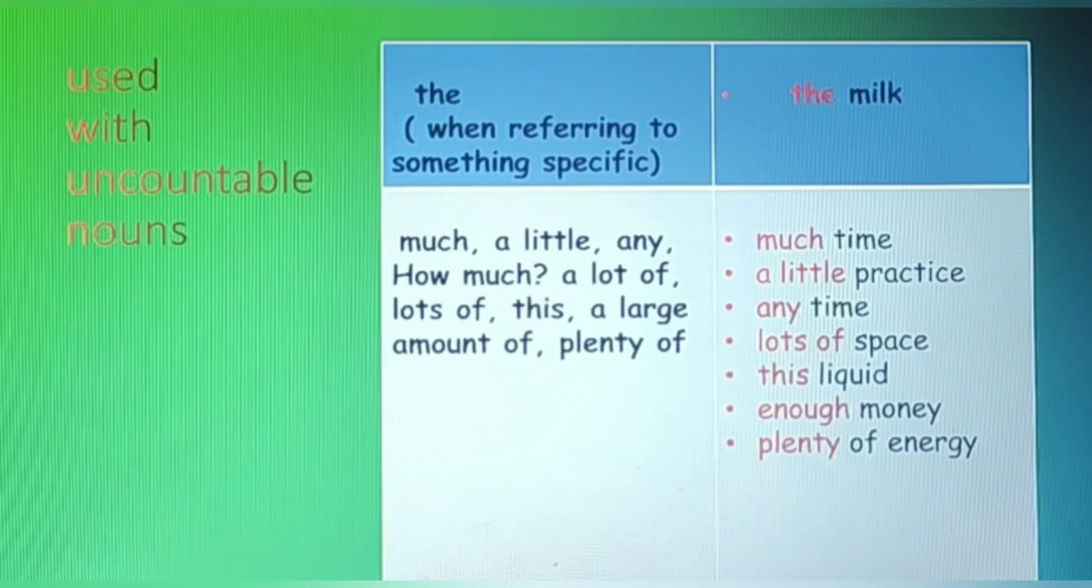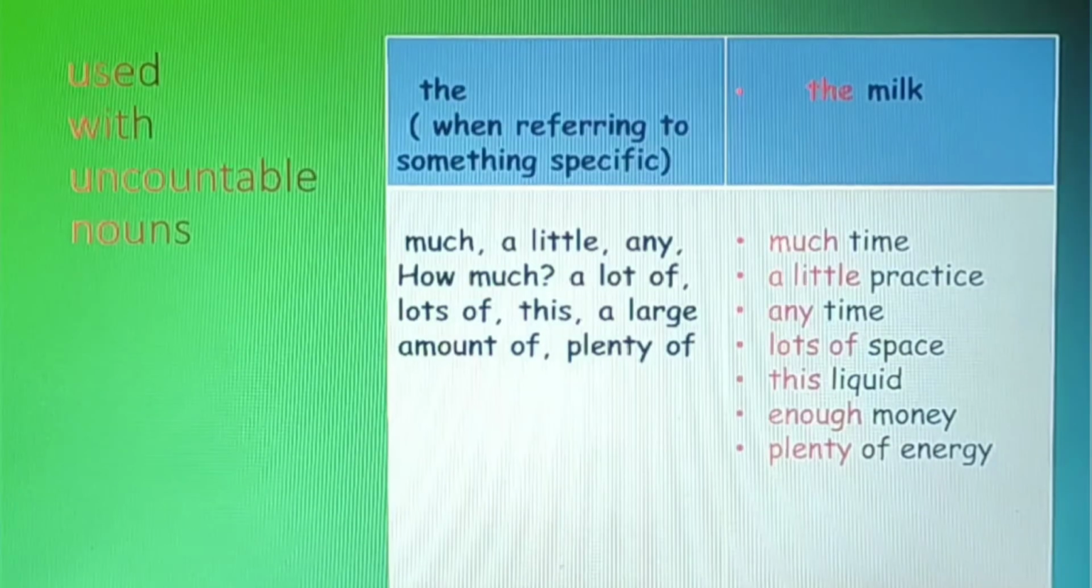A little practice in English grammar can make your concepts perfect. So it says that you have to do a little practice. Practice cannot be counted, but we can add a little before that. Any time. Liquid. Is liquid countable or uncountable? Yes, liquid is an uncountable noun. We cannot count liquid, but we can use the word this before liquid to show a particular liquid. Enough money. I have enough money to reach my home.